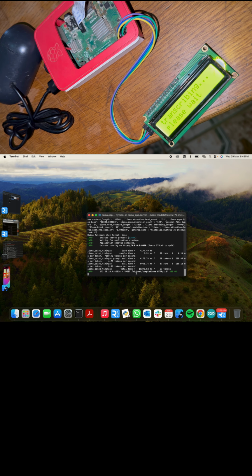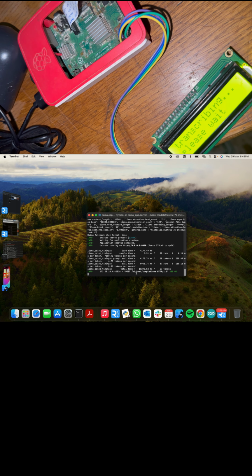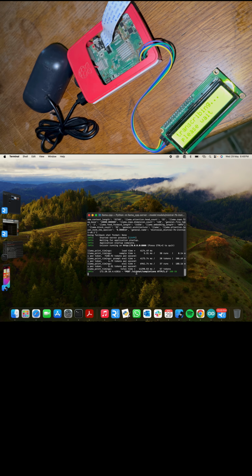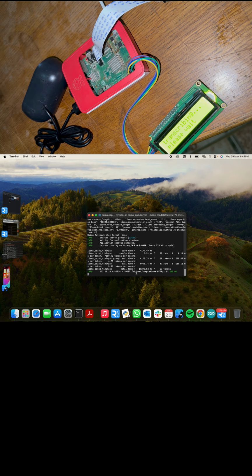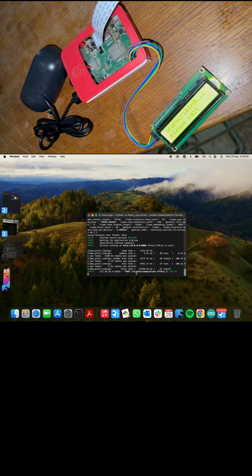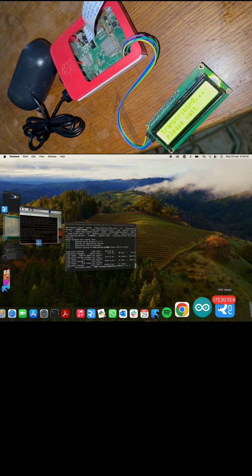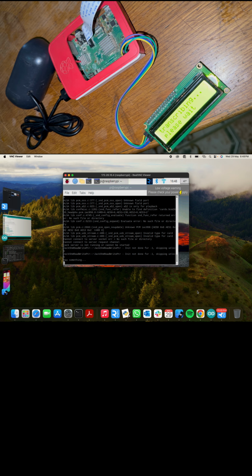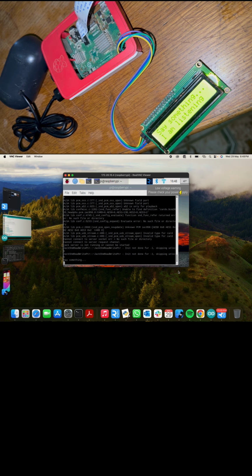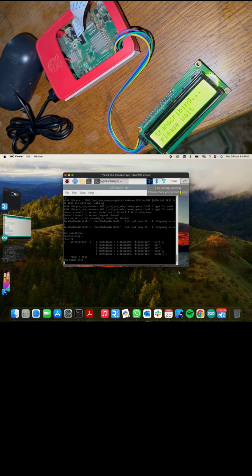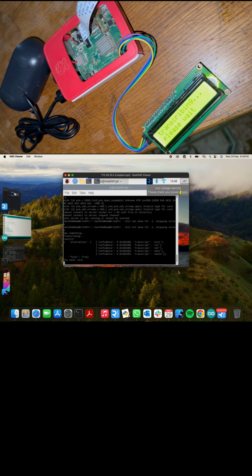Mars is the fourth planet from the Sun and is nicknamed the Red Planet due to its reddish appearance caused by iron oxide rust on its surface. Exit. Goodbye.